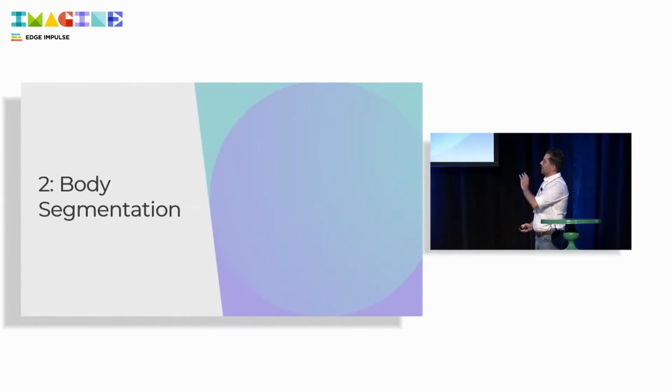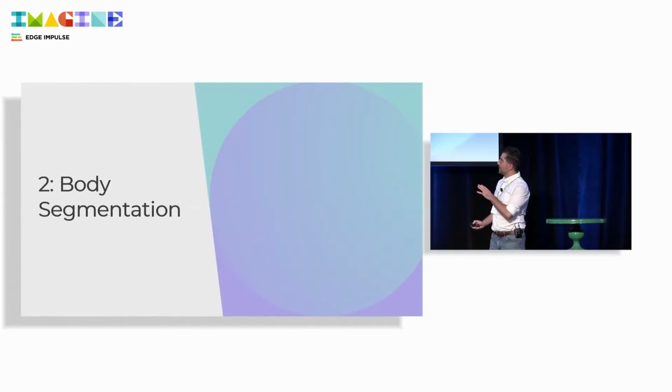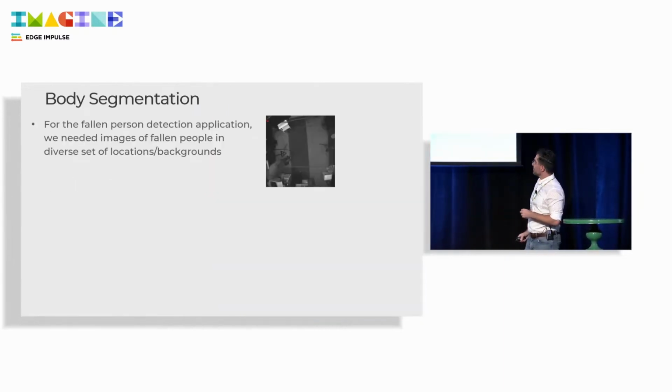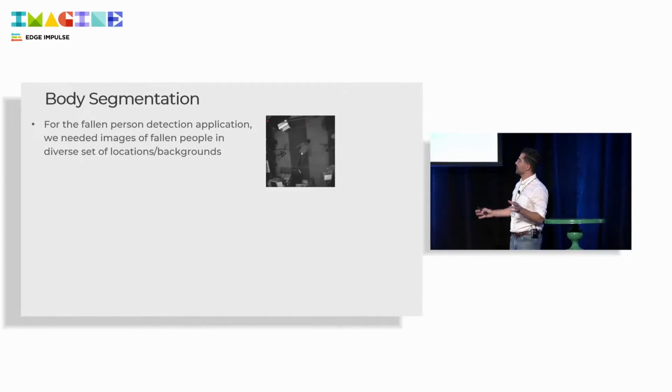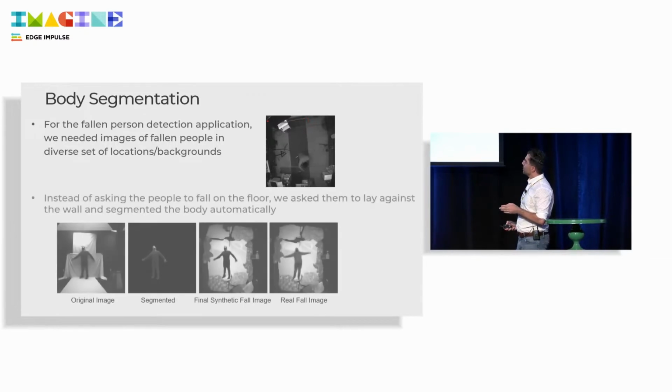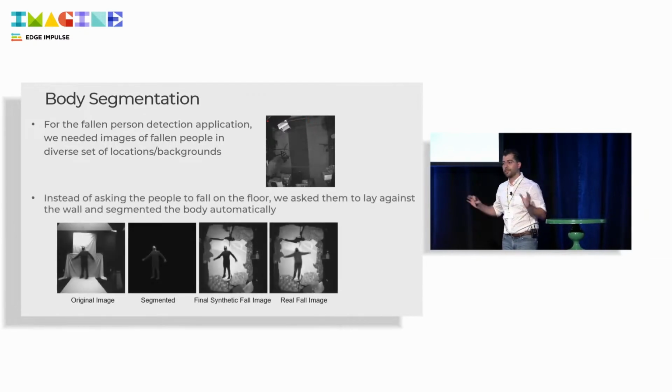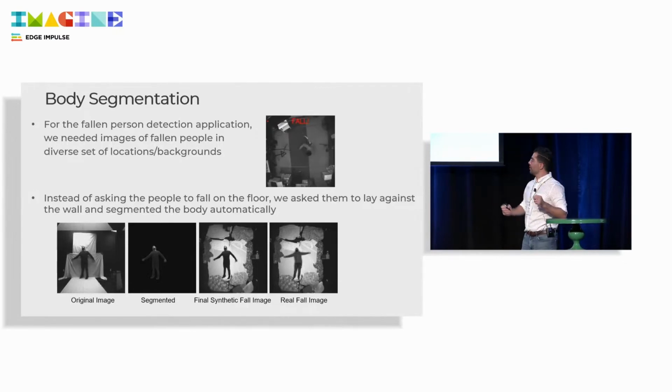All right, so I'll move to the next technique, which is body segmentation. For the fallen person detection application, we needed images of fallen persons, again, in diverse backgrounds and locations. So instead of asking people to actually fall on the floor, we asked them to lay back on the wall, and we segmented the body of the person automatically and produced synthetic fall images.